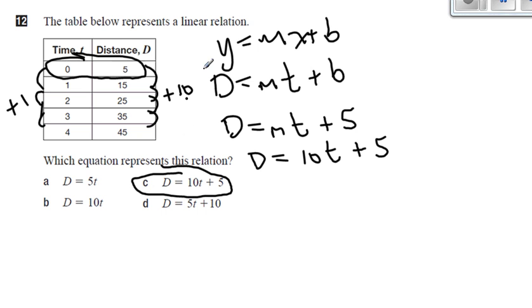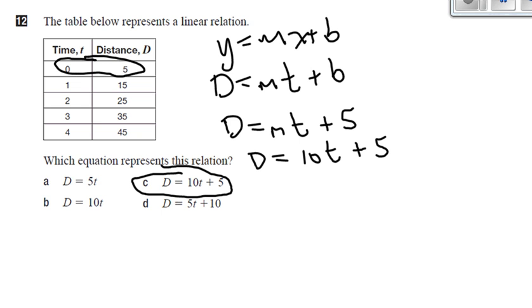And to be honest with you, even if I ignored anything to do with slope, as soon as I saw that the starting value was 5, I could have been able to say nope, nope, and nope. So hopefully that's a nice and easy question for you to do if it showed up on this year's EQAO.